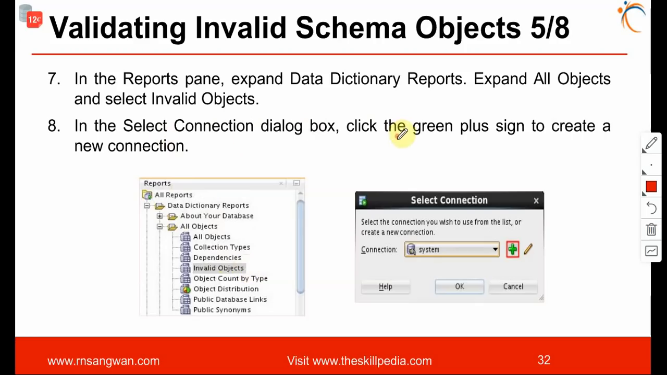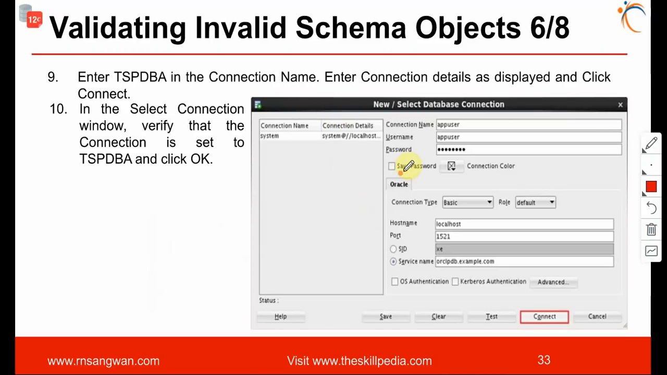In the select connection dialog box, click on the green plus sign to create a new connection. Enter the connection details and then you will see the invalid objects. Enter the TSP-DBA connection name, enter the connection details as displayed, and connect. In the select connection window, verify that the connection is set to TSP-DBA, because this is what we are using.